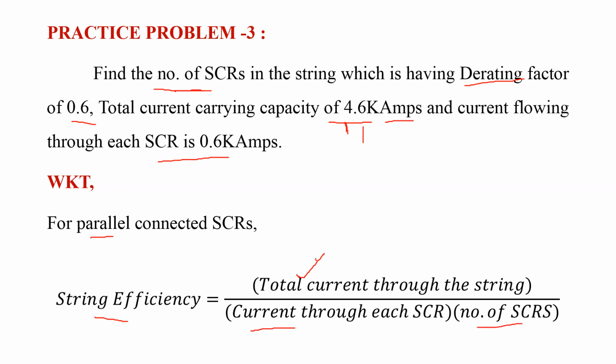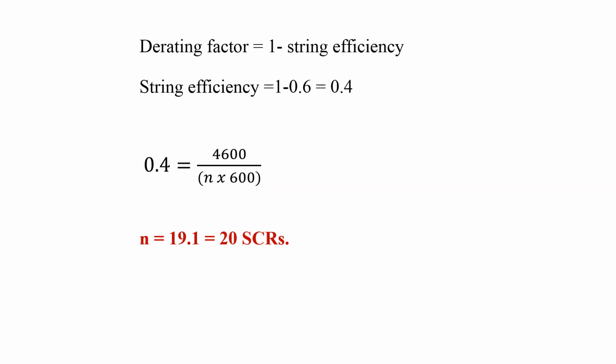Here we know the total current carrying capacity as well as the current flowing through each SCR. We have to determine the number of SCRs, given the string efficiency. But there is no data for string efficiency, but there is data for derating factor. I think everyone knows the relation between derating factor as well as string efficiency. By using that relation, find out the string efficiency value. After finding the string efficiency, just substitute in this formula.